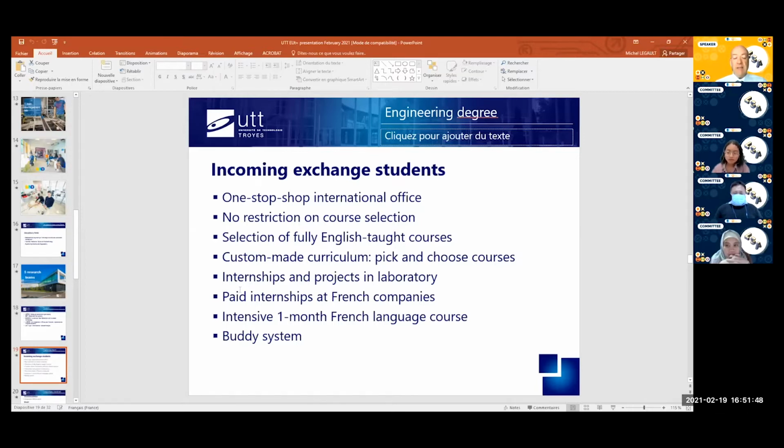And we have a buddy system, which in fact is a system where we match a French student with a foreign student, so they can help them, they can tour them around, they can help them find their way around at the UTT. They can also help them understand the system, the way of life in France.